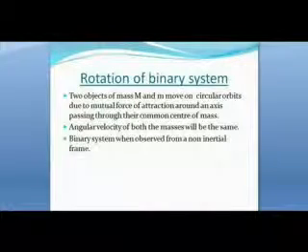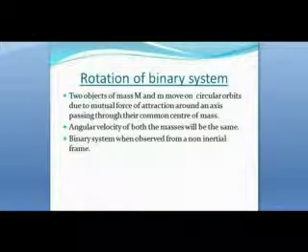Now let's take the example of rotation of binary system. A binary system consists of two objects of mass capital M and small m, and these two objects move on circular orbits due to mutual force of attraction around an axis which passes through their common center of mass. Now let's see this with the help of an animation.